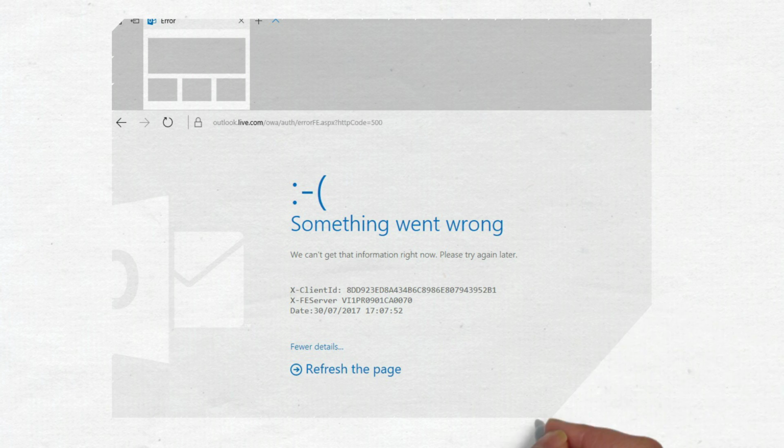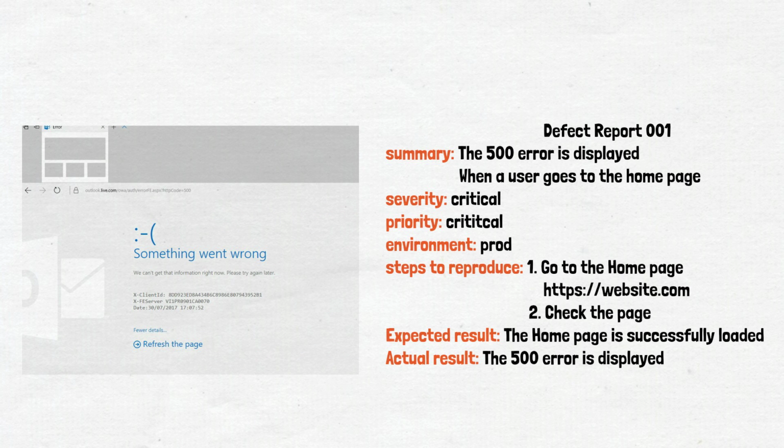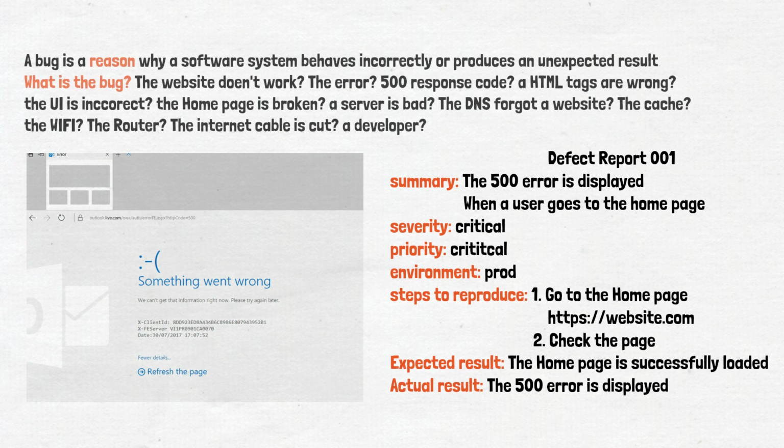For example, the "something went wrong" error. It's a typical one. You'll see it all the time on a real job. Can you tell what is the bug in this particular case? To help you, we'll show a defect report for it, the definition of the term bug one more time, and even a list of possible variants of which is the real bug. You can pause the video and check all the information.